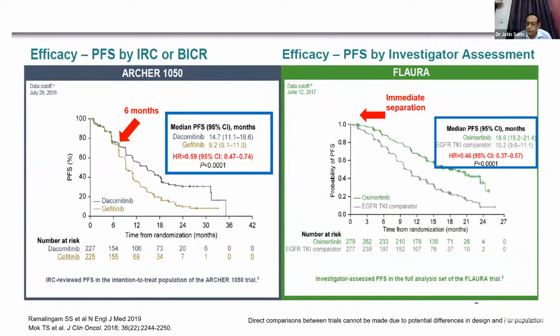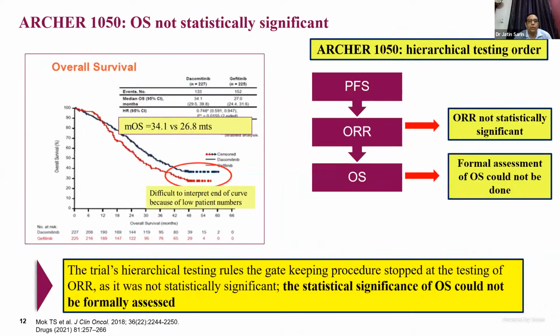These are the graphs we have already discussed. The graphs tend to separate after 6 months in ARCHER, and they start separating immediately. Overall survival of ARCHER, and this is how the hierarchical testing was done. The PFS was better, then overall response rate was tested, and overall response rate didn't turn out to be better.